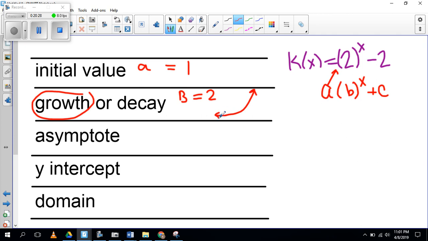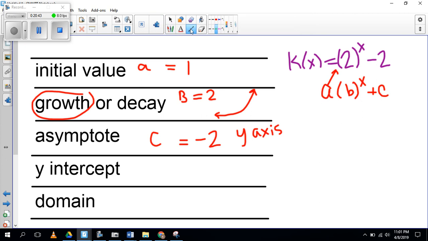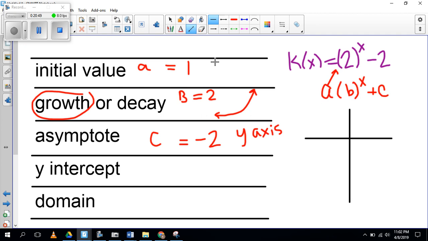Now our asymptote is our C value. So our C value is going to be -2. So this is going to be on the y-axis. So let me go ahead and draw that so we can see that. So I go to -2, and I'm going to draw my horizontal asymptote.